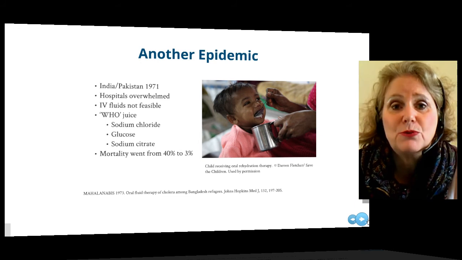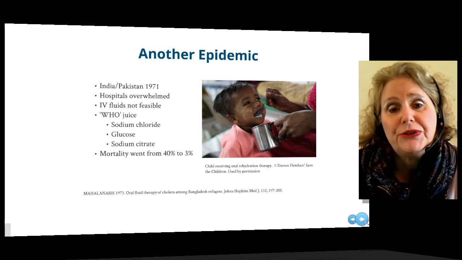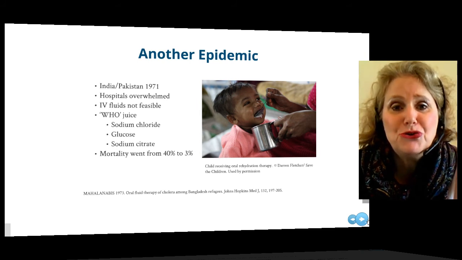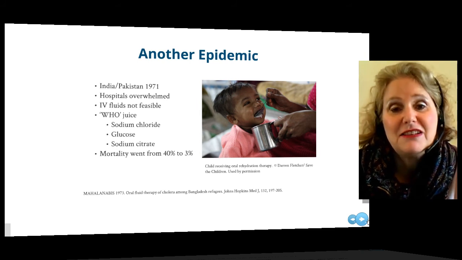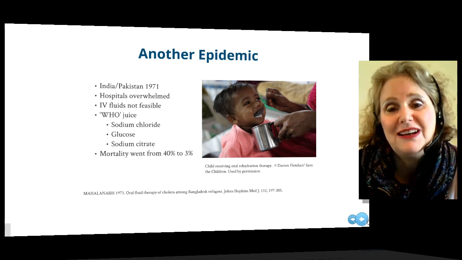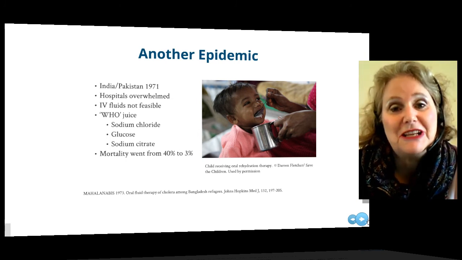And let me tell you, the world sat up and took notice. The World Health Organization subsequently adopted this formula, and it is still affectionately known as WHO juice. And it forms the basis of most of the oral rehydration supplements that we have on the market today. A little bit of salt, a little bit of sugar, and a little bit of flavoring.